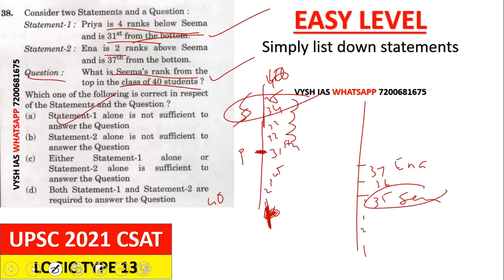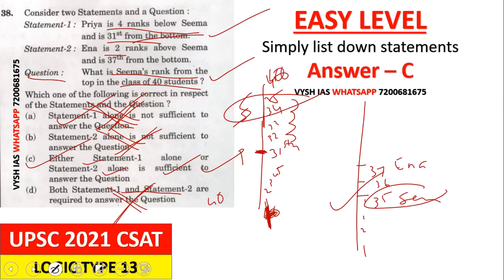Statement 1 alone is not sufficient? It is sufficient. I can find the rank as 35. Statement 2 alone is not sufficient? That is also sufficient. I found 35 is the rank. Either statement 1 alone or statement 2 alone is sufficient. Yes, it is sufficient. Are both statement 1 and statement 2 required? No, individually with statement 1 or individually with statement 2, I can find out her rank. Answer is C.